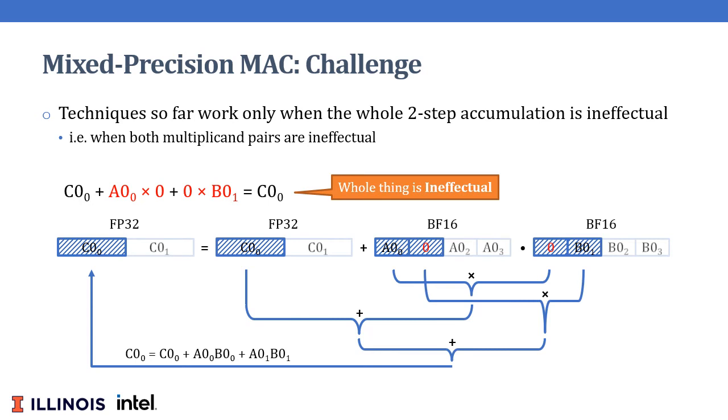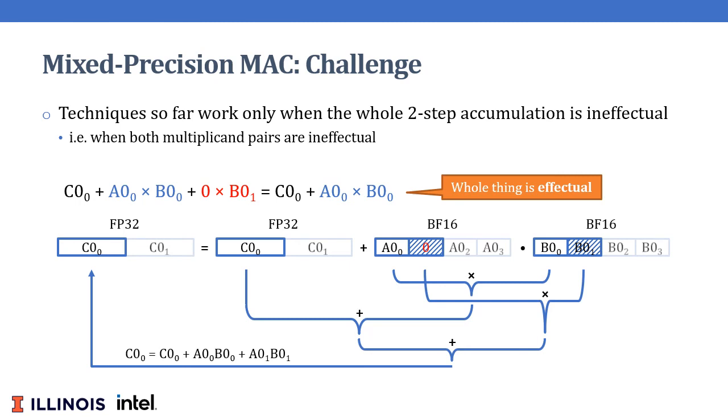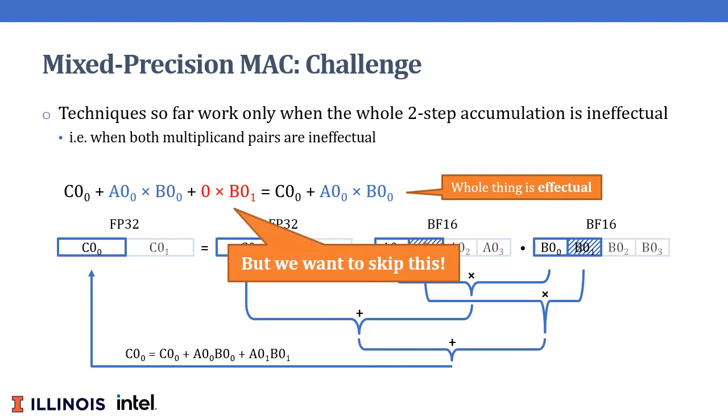Working with mixed precision is challenging. Our techniques so far only work when the whole two-step accumulation is ineffectual. This happens when both multiplicand pairs are ineffectual. In this case, we can skip the two-step accumulation. On the other hand, if only one of the multiplicand pairs is ineffectual, the two-step accumulation is still effectual as a whole. Therefore, we cannot skip it. However, we still want to skip the ineffectual MAC.